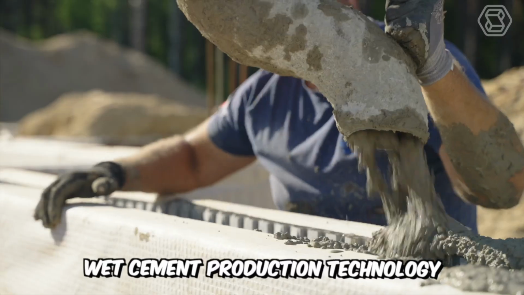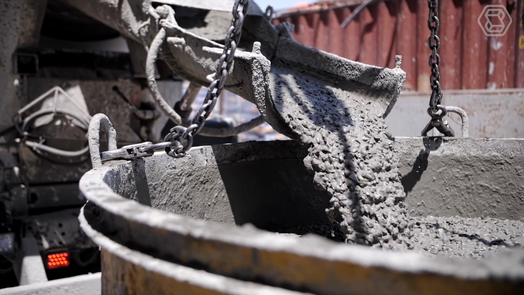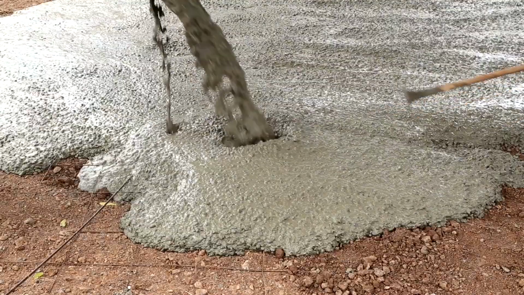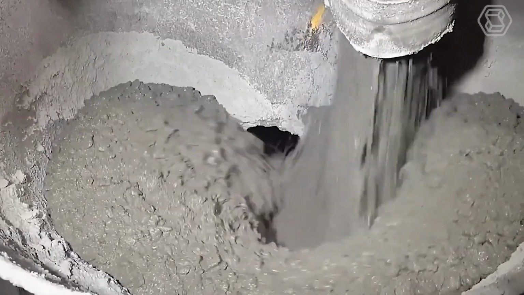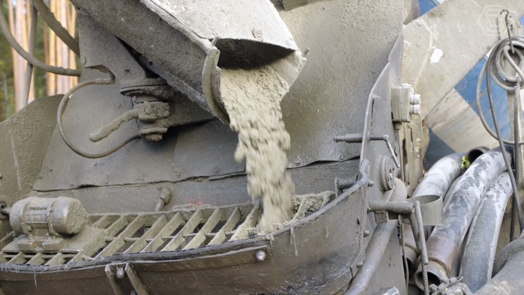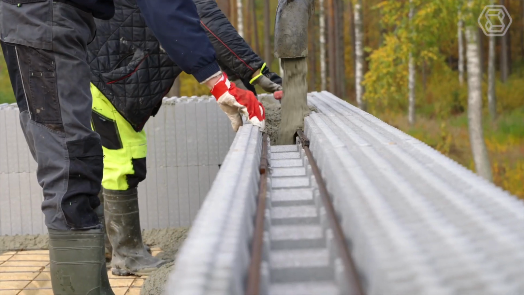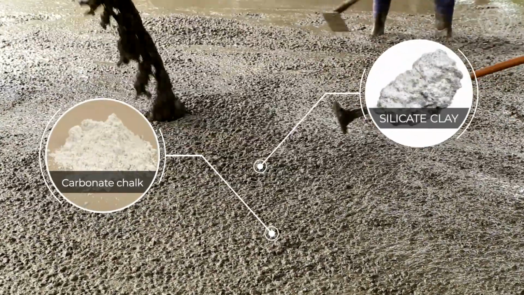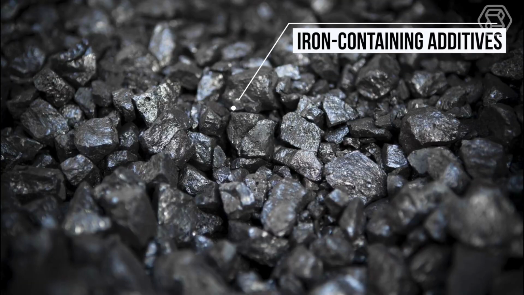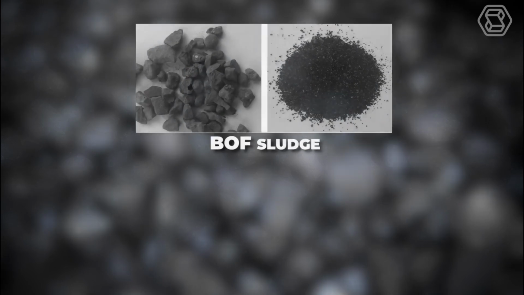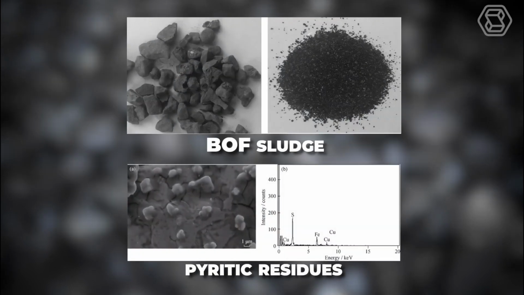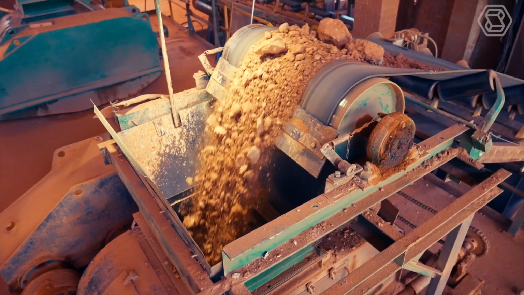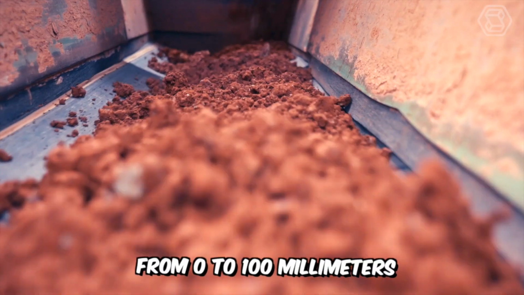Wet cement production technology. The next method is wet, and this means that the creation of the cement mixture takes place with a direct addition of liquid. It's not difficult to guess that this method is less popular than the one we just talked about. Carbonate chalk and silicate clay are used in its production. It's also possible to use iron-containing additives, such as BOF sludge and pyritic residues. The clay to be used is processed in special roller crushing systems, crushed to the size of granules from 0 to 100 millimeters.